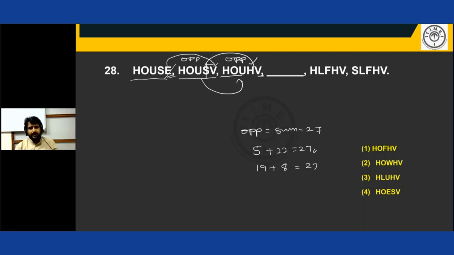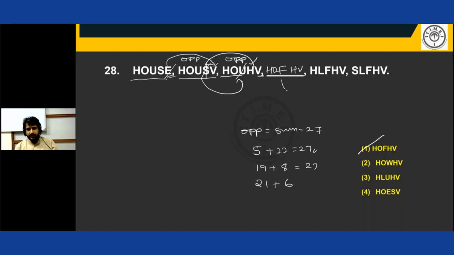So the last letter is missing, and the second from the last letter is missing. There is no third from the last letter. What is the third from the last letter? U. U's opposite pair is F. U is 21. To get 27, 6 should be added. 6 is F. Now the previous two letters remain the same, and the next two letters remain the same. HOV, HV. It is the first option.